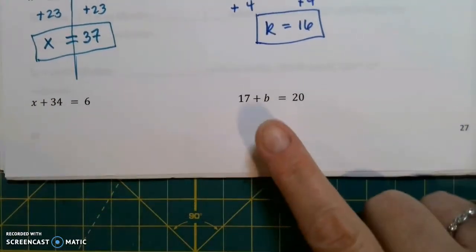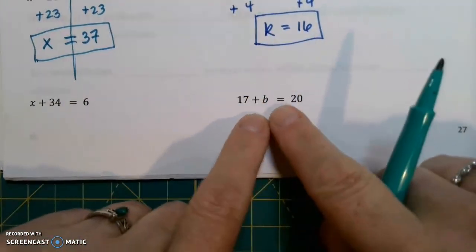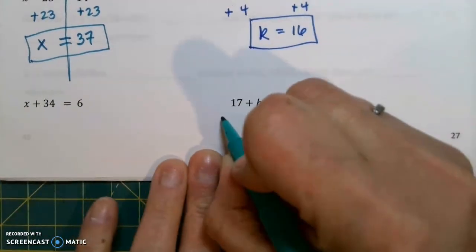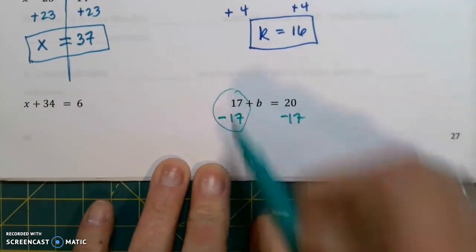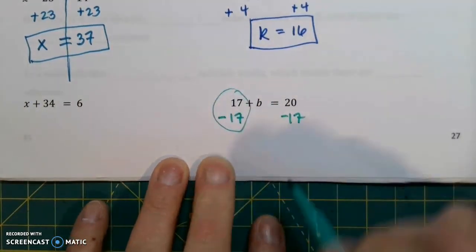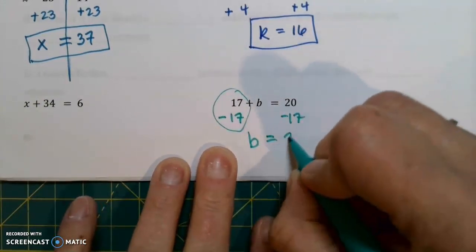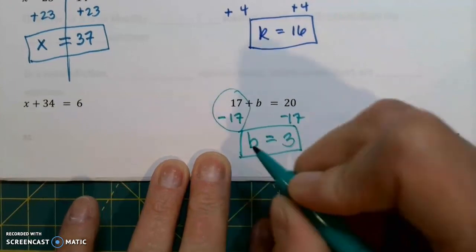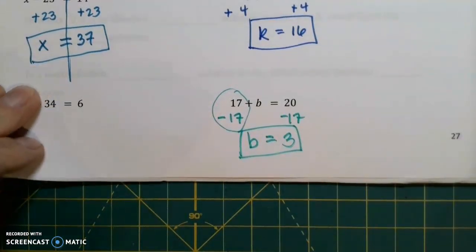And looking at the one right beneath there, to get the b by itself here, I'll want to subtract 17, because then these two will become 0, which is what we want, because we want to get b by itself. And then over here, 20 minus 7 will give us an answer of 3. All right. I am going to stop the video here, and then I will move on in the next one.